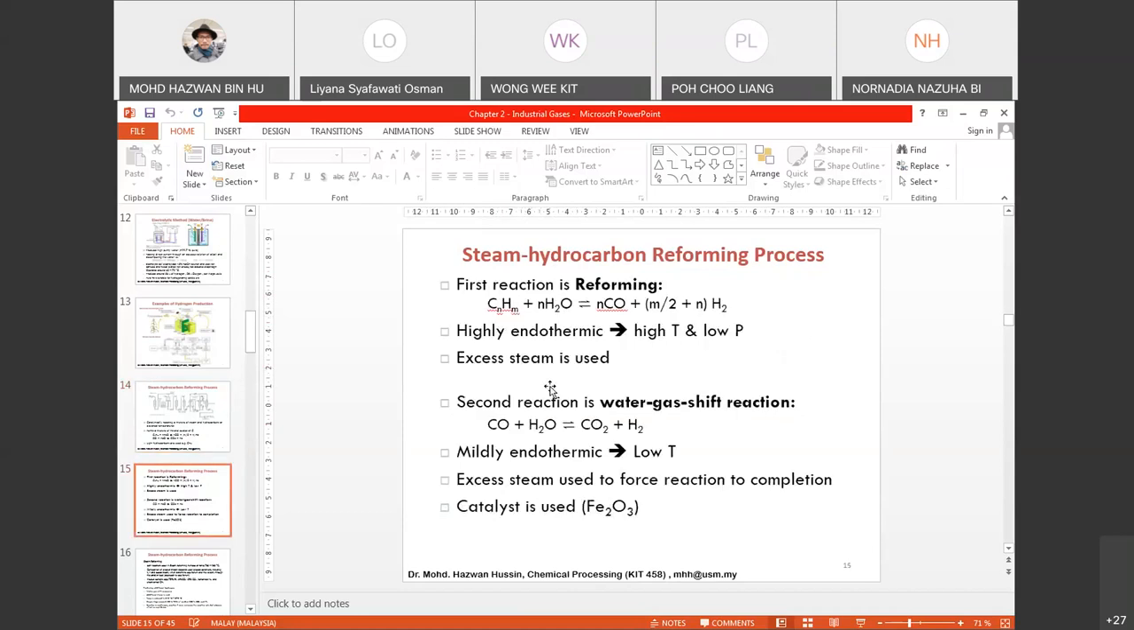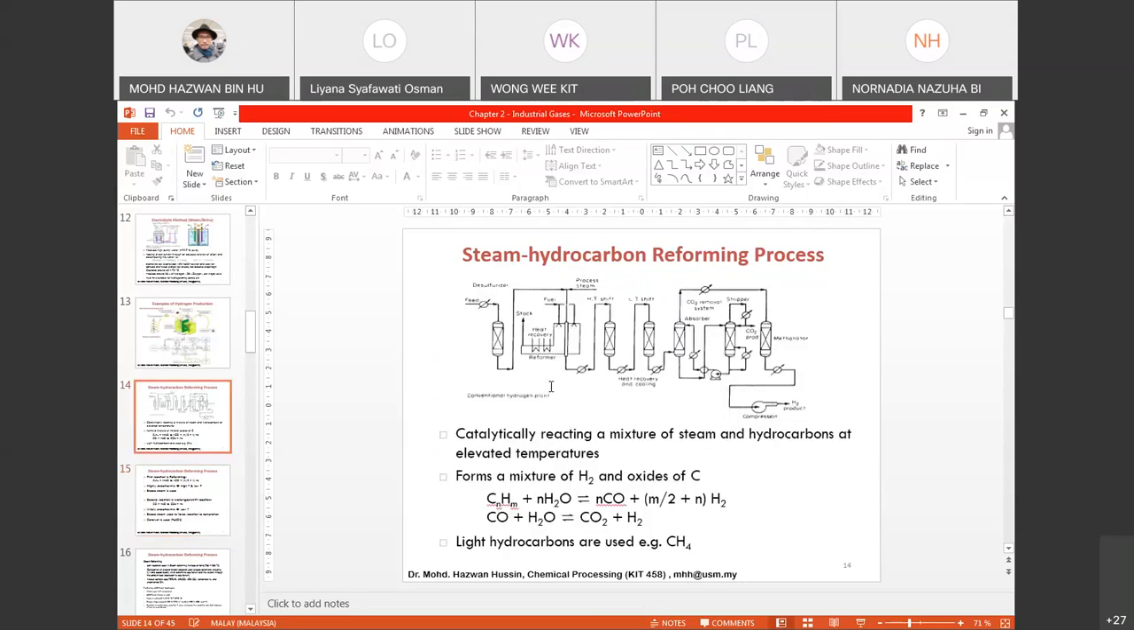So this is actually the first process, known as the reforming process. This is where hydrocarbons react with steam to produce carbon monoxide with hydrogen. This process is considered highly endothermic and needs to be done at a higher temperature and a lower pressure. Excess steam is used to ensure that the conversion of hydrocarbon to carbon monoxide plus hydrogen will be high as well. You can consider this as Le Chatelier's principle, where when you have excess reactant, the overall operation will go towards the right hand side, towards the production of product.